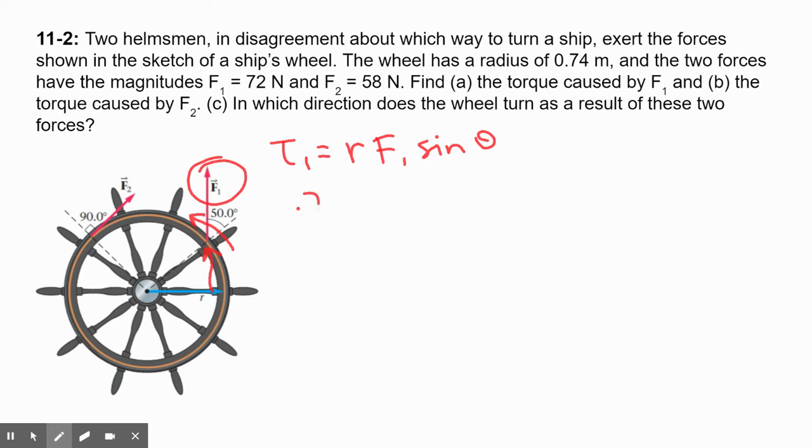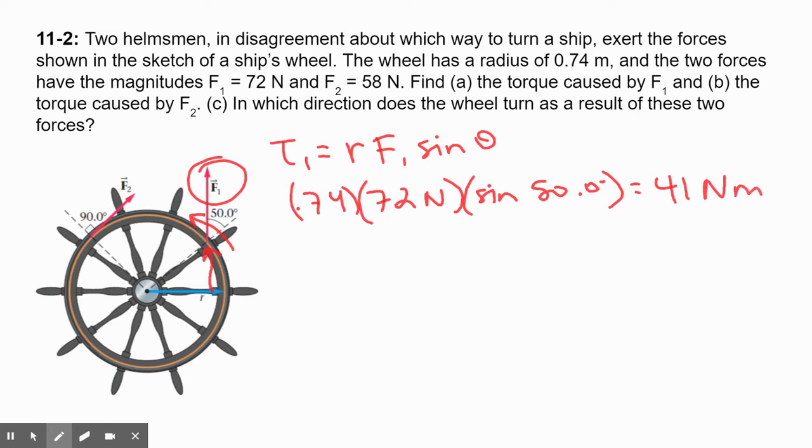We're going to plug our information in, and it's 0.74 meters multiplied by 72 newtons multiplied by sine theta, which in this case is 50 degrees. And when we do this math, we should find 41 Newton meters is our first torque. Okay, so y'all take a moment and find the second torque.